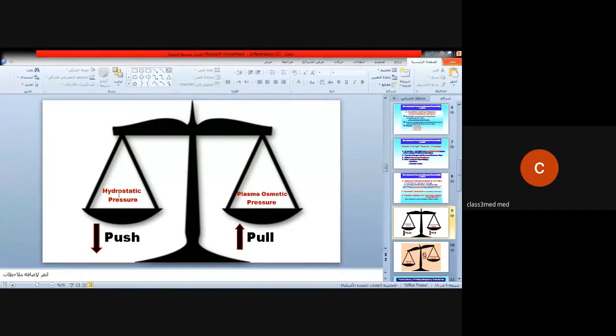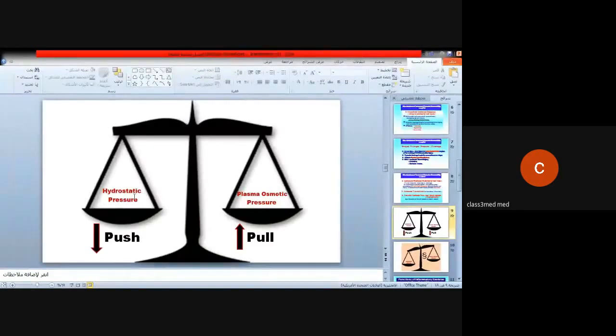So there are hydrostatic pressure, which is responsible for pushing the fluid out of the circulation, and plasma osmotic pressure, which is responsible for pulling the fluid into the circulation. The hydrostatic pressure pushes the fluid, and the osmotic pressure pulls the fluid into the circulation. The plasma osmotic pressure depends on the plasma protein. It means the strength of the plasma osmotic pressure depends on the plasma protein.